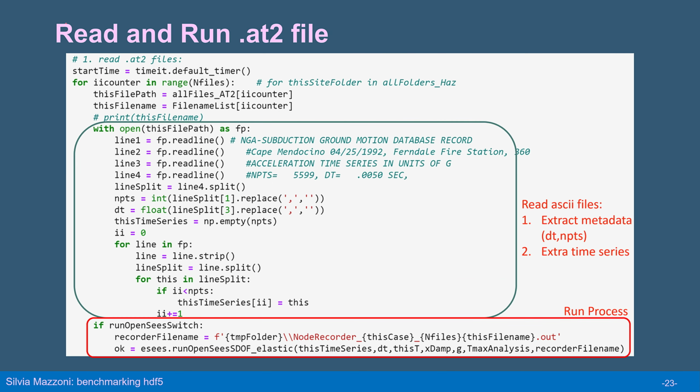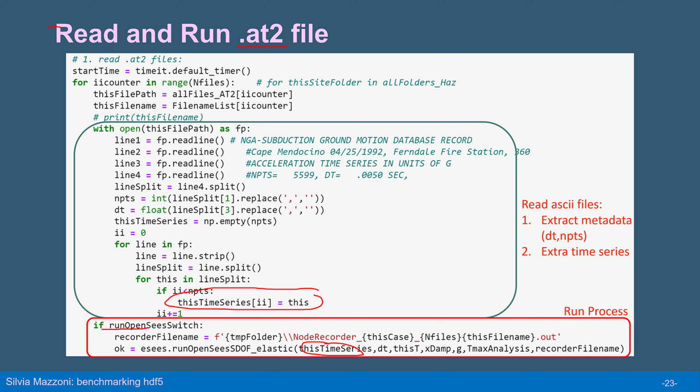Reading HDF5 is just as easy. First, what we're going to do though is read the AT2 files so that you see the comparison between them. So this is just like before. I have to read and process this AT2 file and put the time series into an array. Then I'm doing two tests: one is just reading, and the other one is reading and running it. If I'm running it, I'm going to run OpenSees with this time series. It's just a good way to benchmark it.